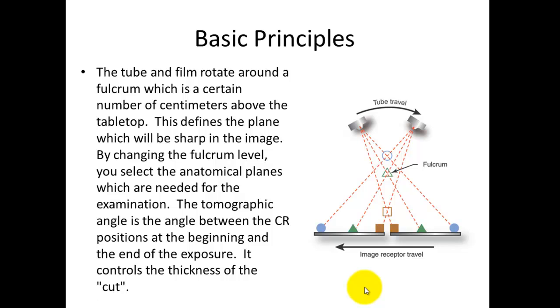So as you can see here, the tube and the film rotate around an area which is known as the fulcrum. And this fulcrum is generally determined by a scout image, and in that IVP procedure, the radiologist would say, I would like cuts 8, 9, and 10, or 10, 11, and 12. And these were usually defined technically in centimeters. Each one of those cuts, or setting of the fulcrum, defines the plane which will be sharp in the image.